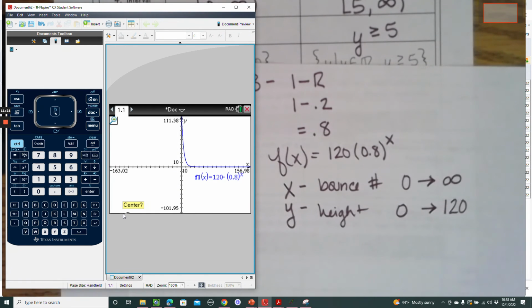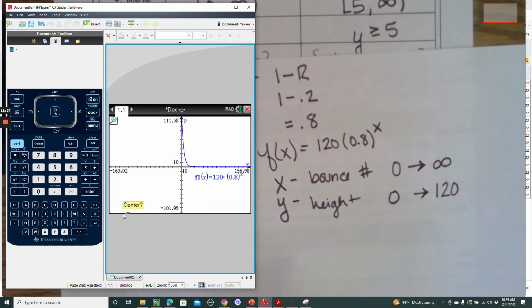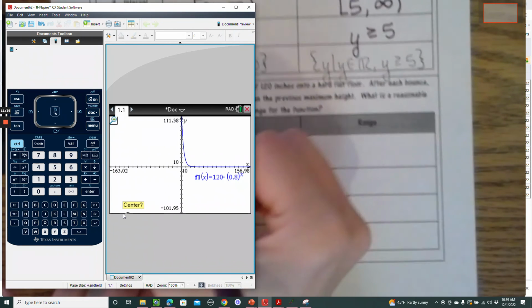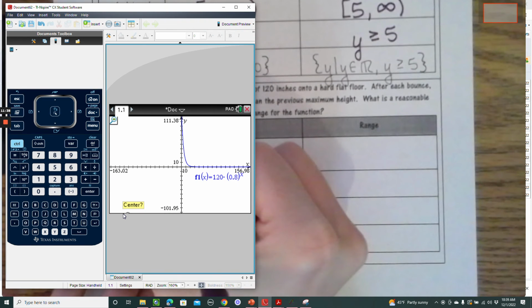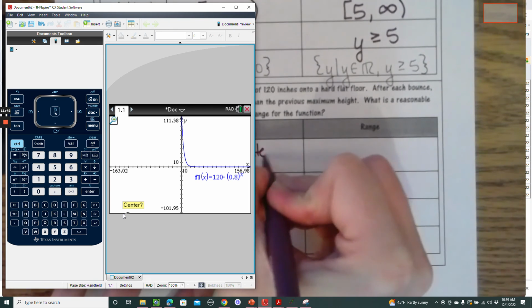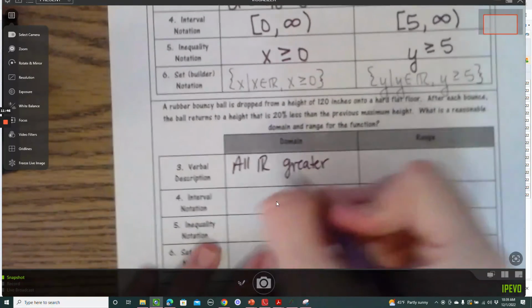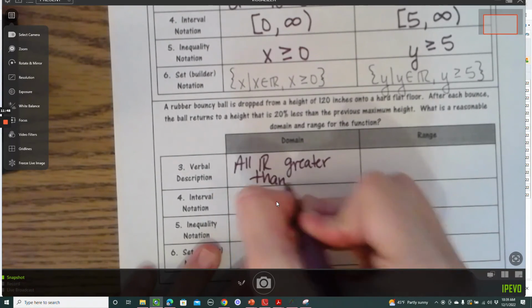Okay, this is an exponential. If the bounce hits 0, that means it didn't bounce. y is greater than 0. So our domain is from 0 to infinity, right? So all real numbers greater than 0.